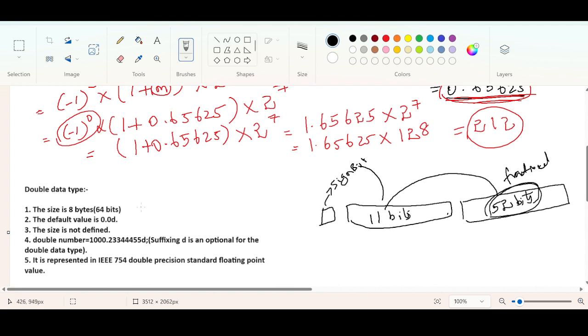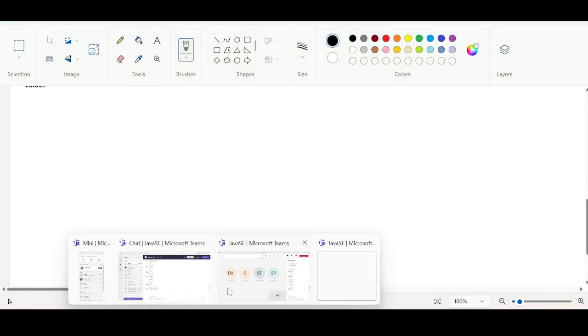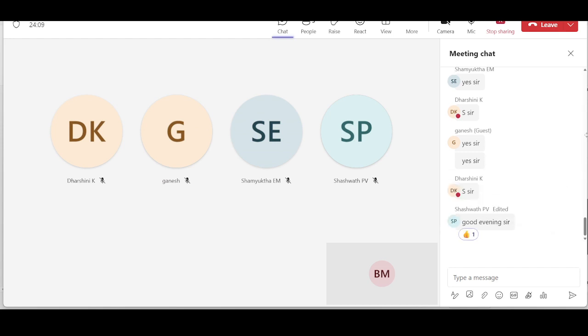By this I can conclude that the primitive data types are completed. Let us do a small recap. How many primitive data types are there? Can you answer me? Answer it quick. How many primitive data types are there in total?